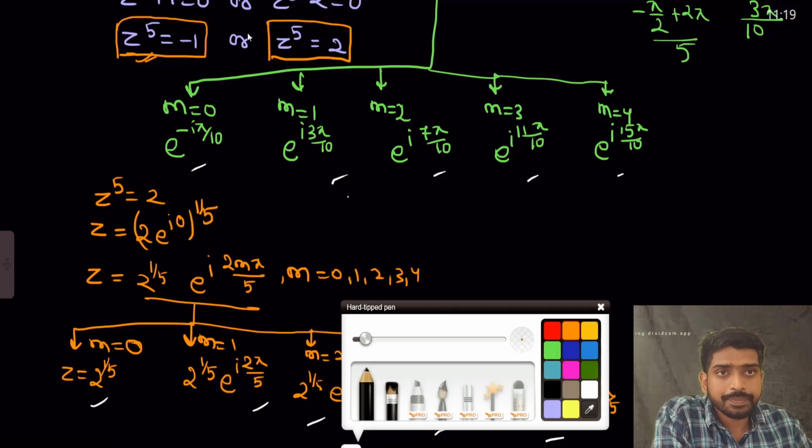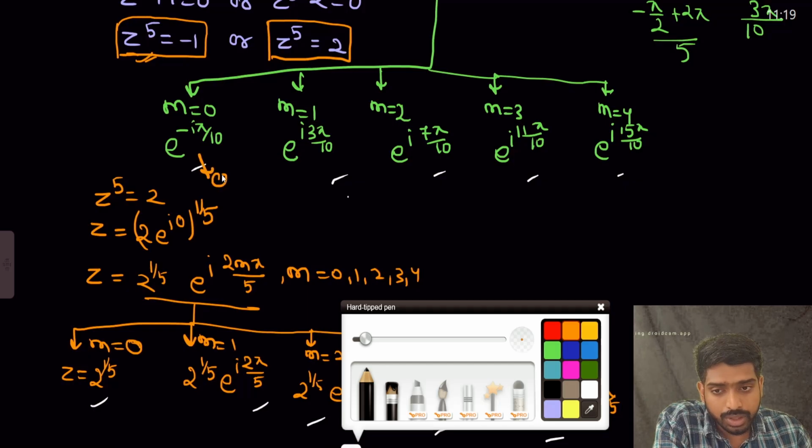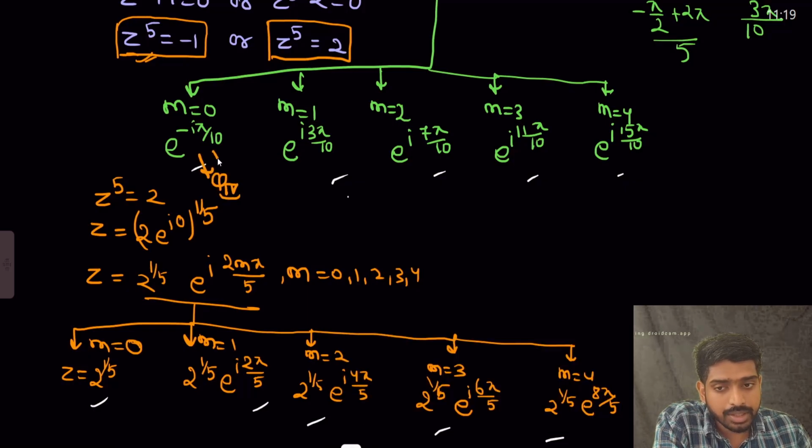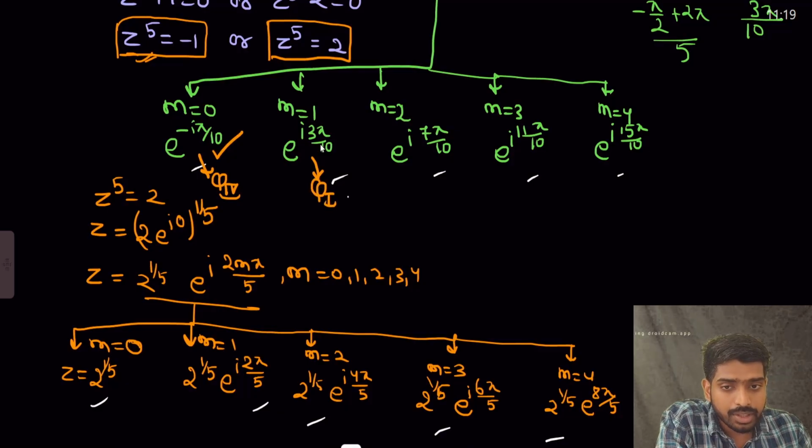Pi by 10 means 18 degrees, right? So this one is minus 18 degrees. This one is in which quadrant? This is in the fourth quadrant. Yes, this one we will count. This one is pi by 10, right? Pi by 10 is in which quadrant? It will be in the first quadrant. Good.